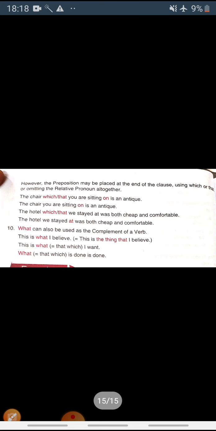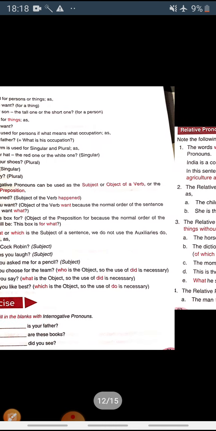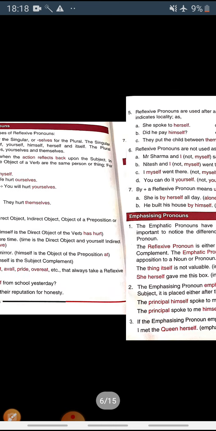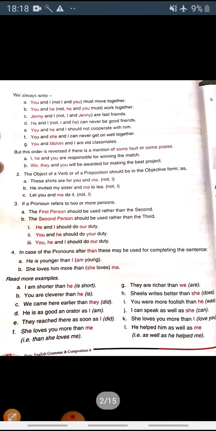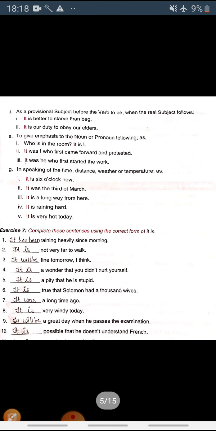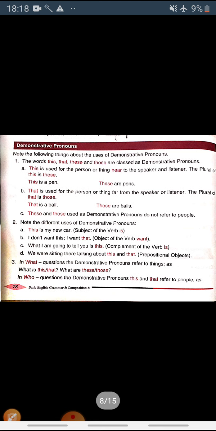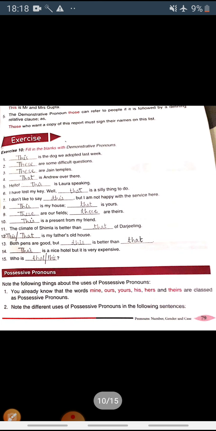So with this, your chapter on pronouns is completed, and I hope the rules for all the types of pronouns to be remembered are clear to you. So today we discussed demonstrative pronouns, interrogative pronouns, emphasizing pronouns, and relative pronouns. Just go through possessive pronouns and all the rules, and if anything is not clear, you are free to ask anytime. Okay, take care, have a nice day.